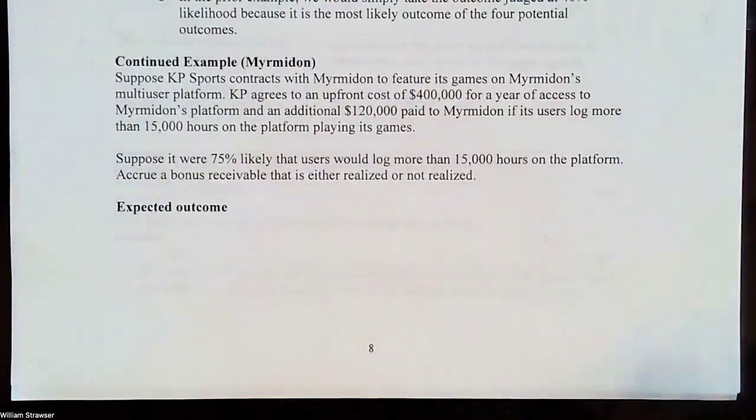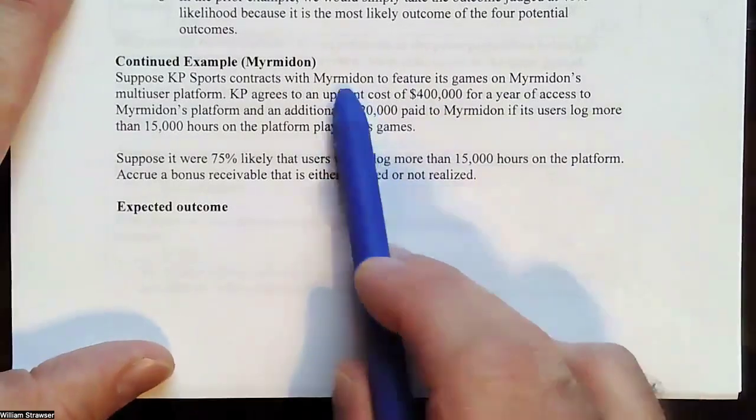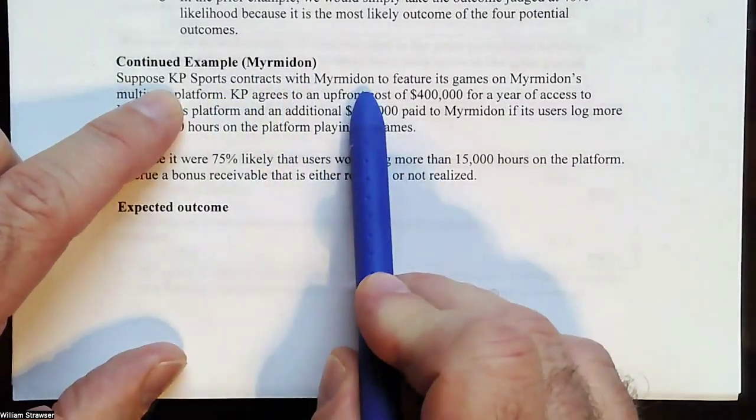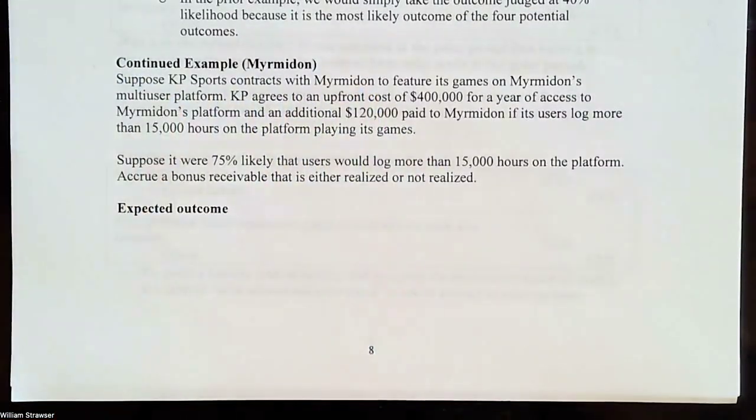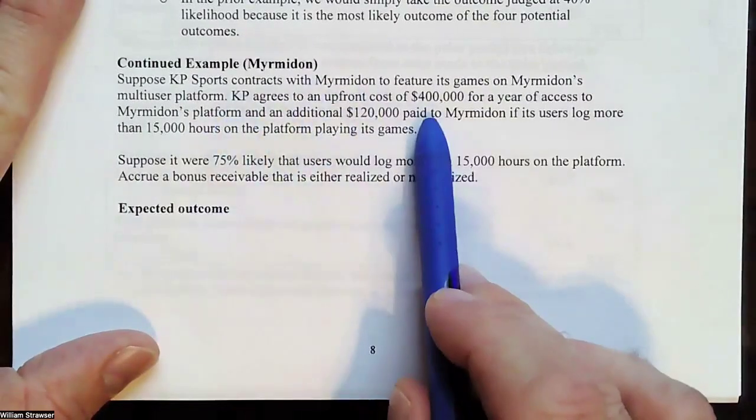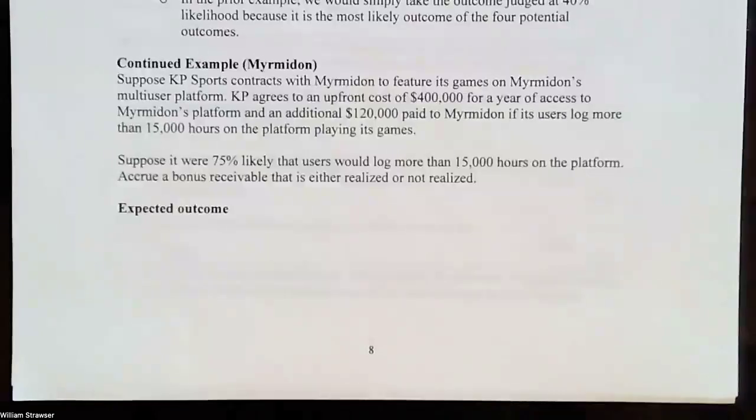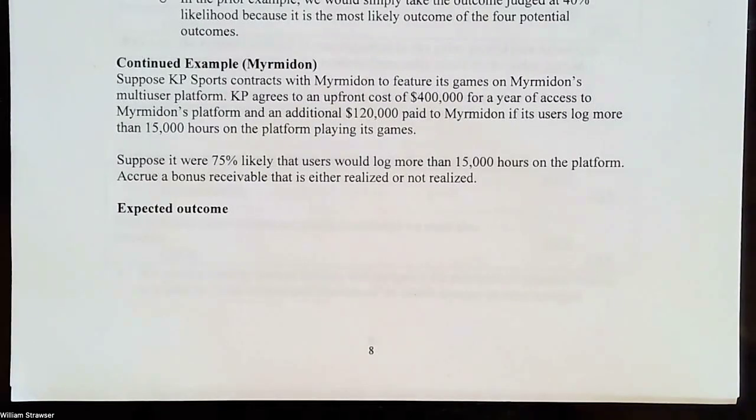We're going to dislodge ourselves from interfacing with the customers. And now Myrmidon is contracting with another gaming company, KP Sports. So KP Sports is contracting with our company Myrmidon, and KP is willing to pay Myrmidon 400,000 as an upfront cost just to access that multi-user platform that Myrmidon has, right? That's the one that Myrmidon was selling to its customers.